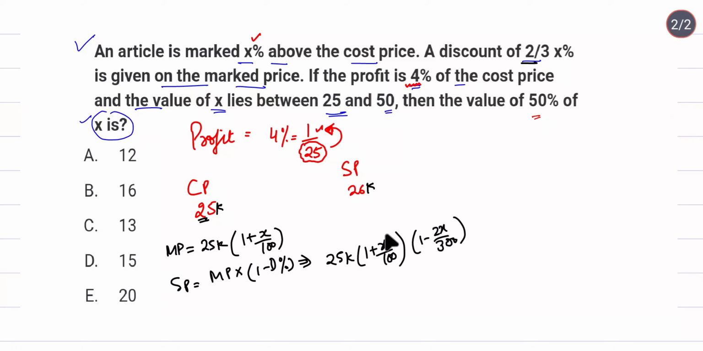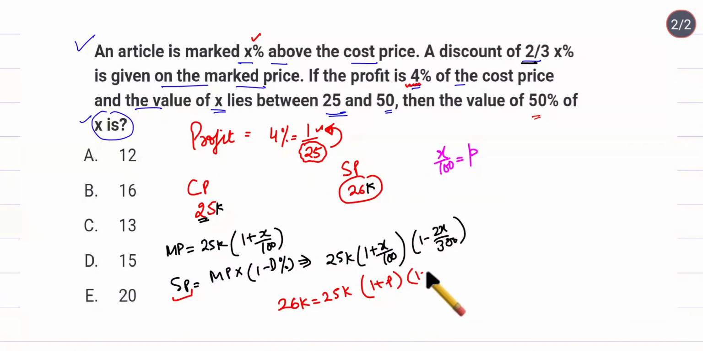So for my calculation, I can assume x upon 100 as p. Let p be this. So SP is actually given to us as 26k, and that is 25k, and this is 1 plus p and 1 minus 2 upon 3p, right? So there is no use of k, and you have to just think about how to make the calculation easy. So if I solve this, 26 equals 25 into 1 minus 2 upon 3p plus p minus 2 upon 3p square.